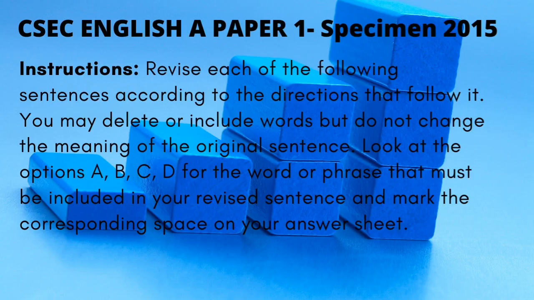Now let's take a look at the CSEC English A Paper 1, Specimen Paper 2015. Instructions. Revise each of the following sentences according to the directions that follow it. You may delete or include words, but do not change the meaning of the original sentence. Look at the options A, B, C, or D for the word or phrase that must be included in your revised sentence, and mark the corresponding space on your answer sheet. Now let's take a look at the items.